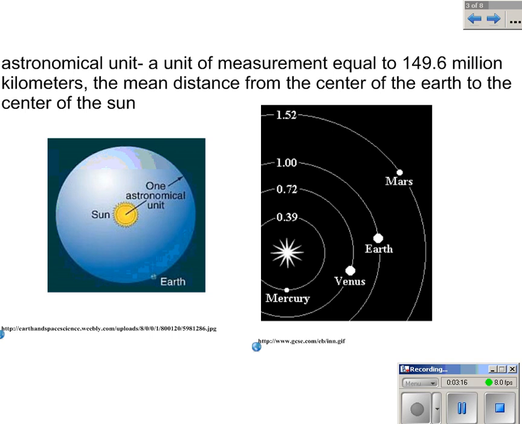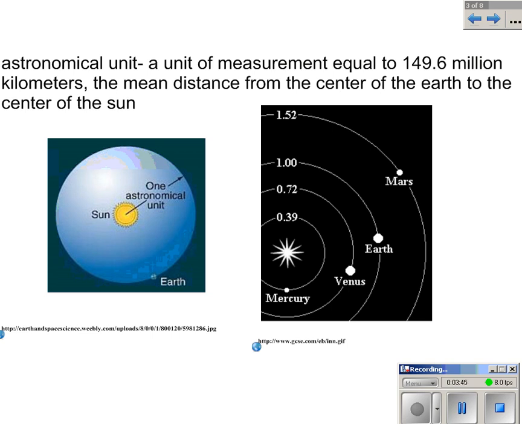You can also compare each to kind of get an idea of how much space is in between planets. For example, Mars and Earth is 0.52 AUs. That's about a half of an AU from Earth to Mars. Whereas if you look at Venus to Earth, that's only 0.28. So it's a lot closer between Venus and Earth than it is Earth and Mars. So this just helps you be able to figure that out.